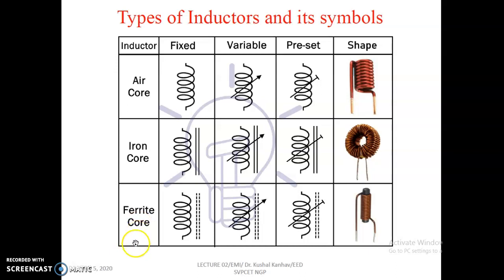The third category is the ferrite core. It is a type of magnetic material. The symbolic representation is an air core inductor along with parallel lines, but the lines are dashed. As compared to this, you can identify how it is distinguished from the iron core. Similarly, the variable ferrite core, the preset ferrite core, and this is how it looks. This is a ferrite material, that is, the magnetic material on which the winding is wound. So these are some types of inductors and their symbols.